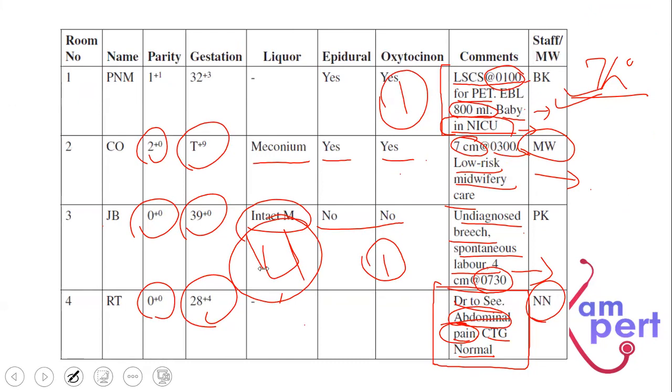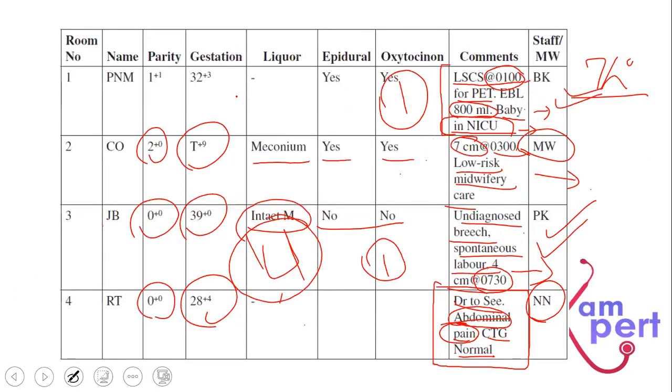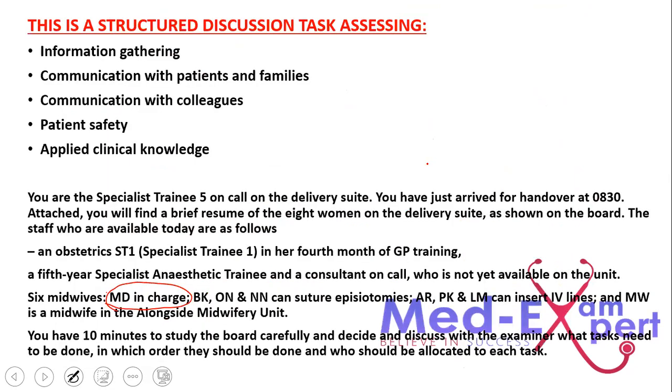Plus, which case would you like to inform your consultant about and which case can you handle yourself, because you are ST5 at the moment? Room number 3. Very good. Room number 2, where the meconium is. Later on, you will involve your consultant, isn't it? Yes. So this is how you will allocate all of your staff, your colleagues.